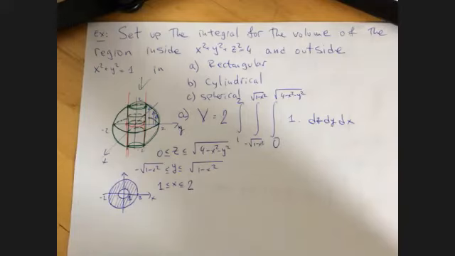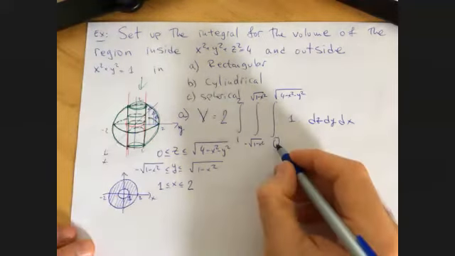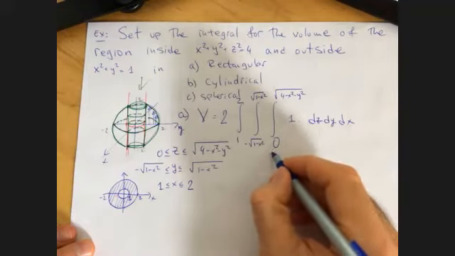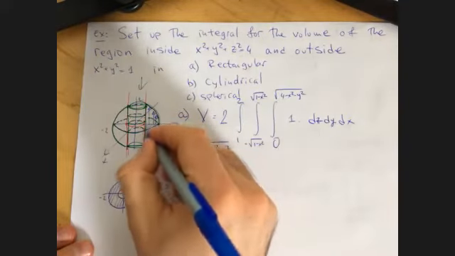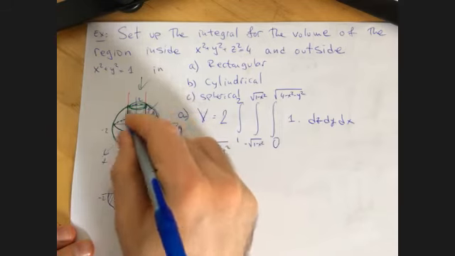Any questions? Why did you multiply by 2 in the beginning? Because otherwise I should have taken here from negative. So basically it's 2 times this volume right here above the xy plane.